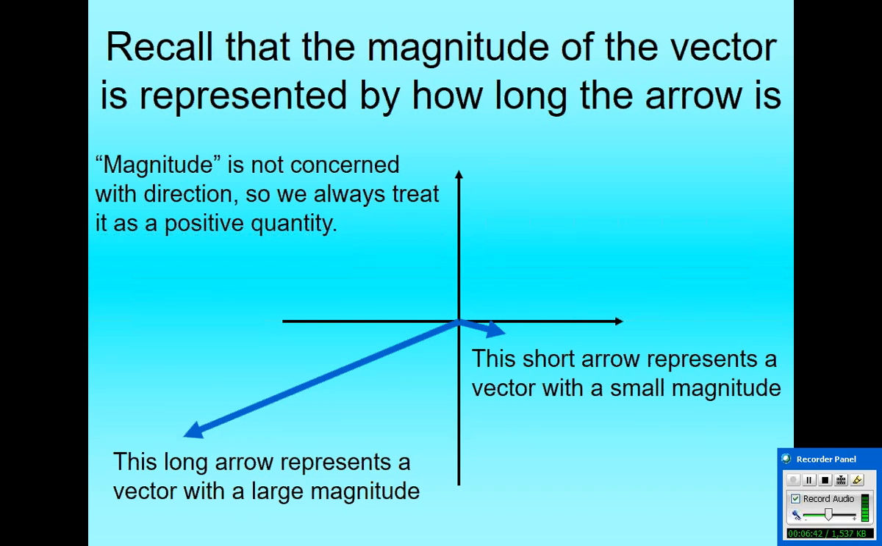Magnitude has no direction, and the magnitude is like an absolute value. Magnitude is a size, and that means that we always treat it as a positive quantity. So the magnitude of the vector is always a positive quantity. It's the direction that tells us whether it's in quadrants 1, 2, 3, or 4.